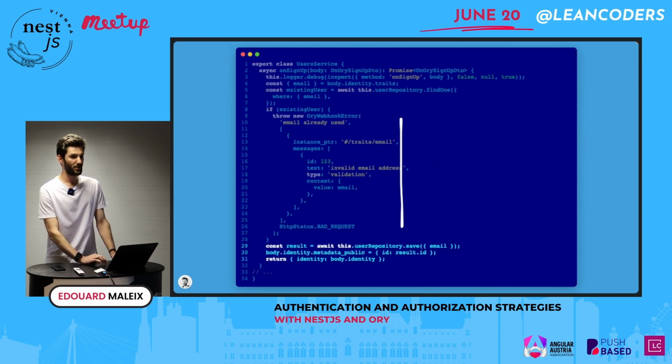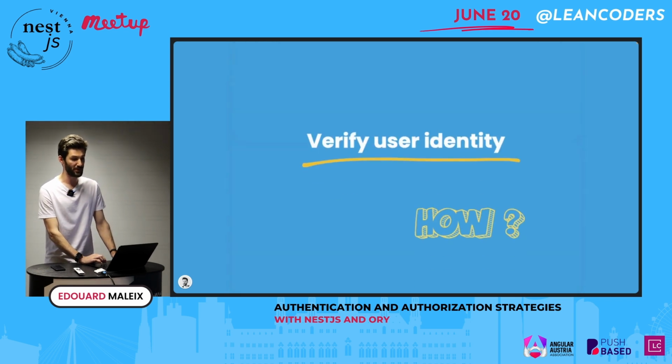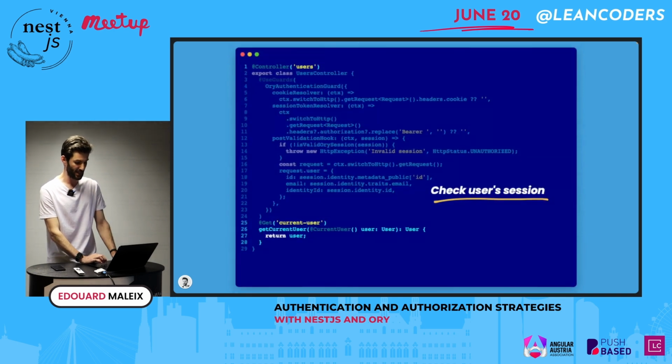And then we save our user in our database, and a very important step, we create our binding. Here, by assigning, under identity metadata public, the ID to our internal user ID and sending it back in the response, we create the link, we create the binding. It means that when we want to verify our user, we'll be able to reuse those two identifiers, the one from the Ory Kratos identity and the one from our database. So that's what I will show you right now.